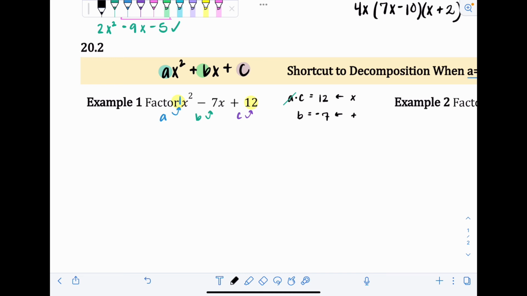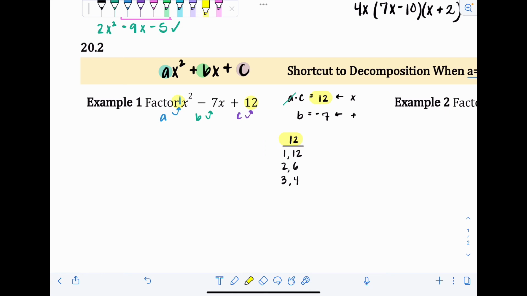So first we can just list the factors of 12 because they have to multiply to 12. So for factors of 12, there's 1 times 12, 2 times 6, and 3 times 4. So in the first two examples, our A times C number was a negative. In this case, it's positive 12. So if our product is positive, like positive 12, then we need our numbers to both be the same sign. So what that means is they both have to be positive or they both have to be negative.